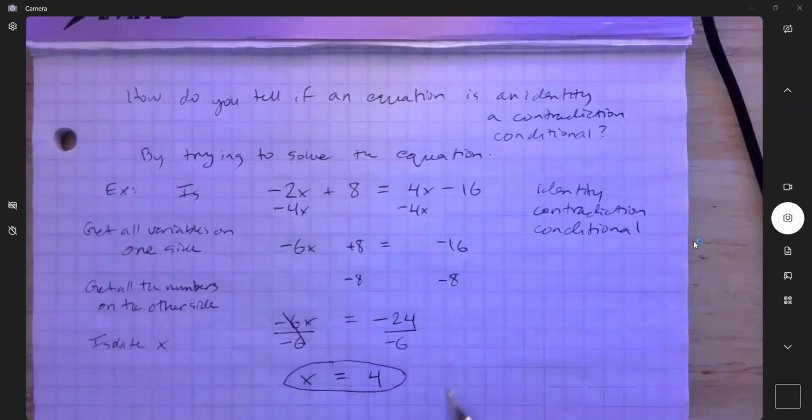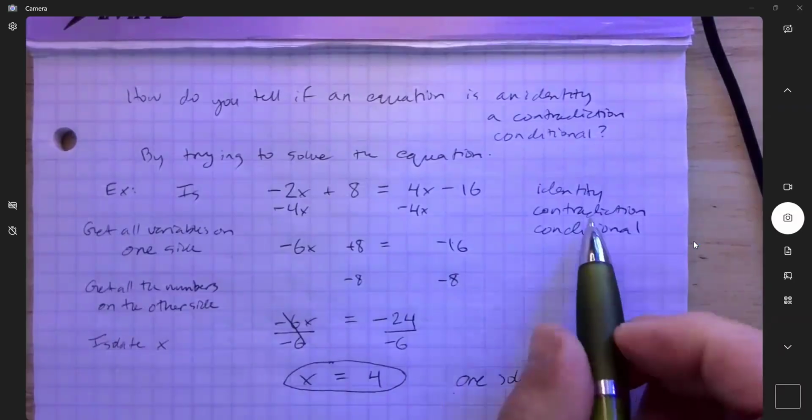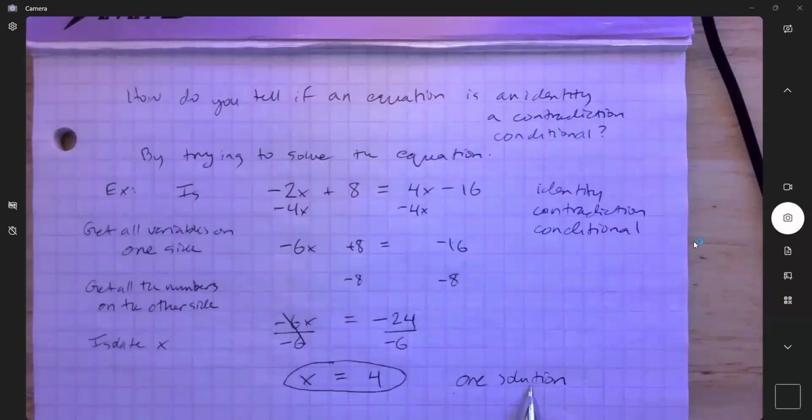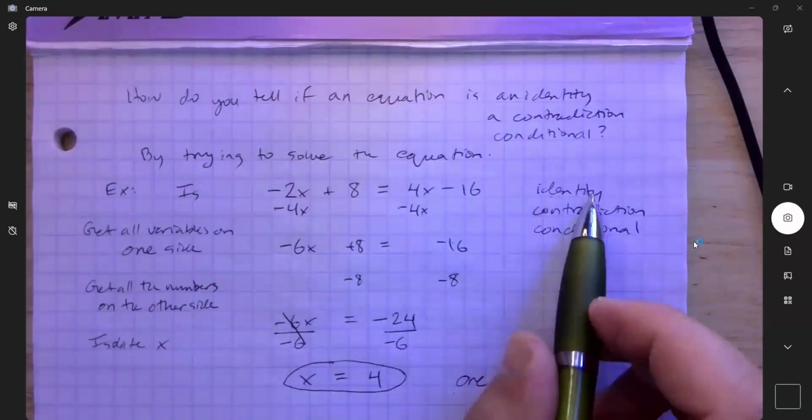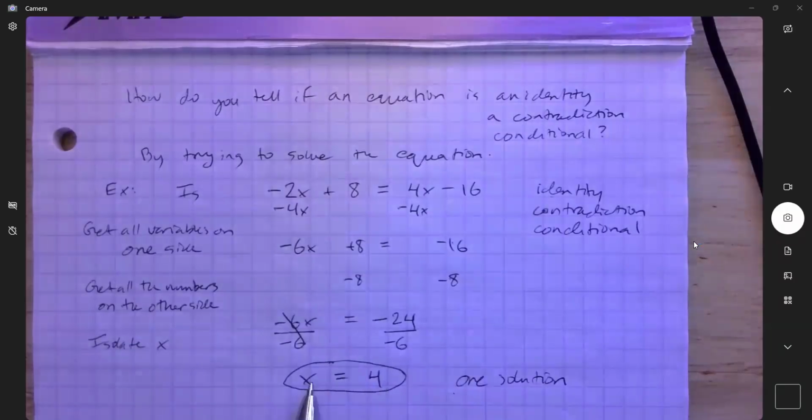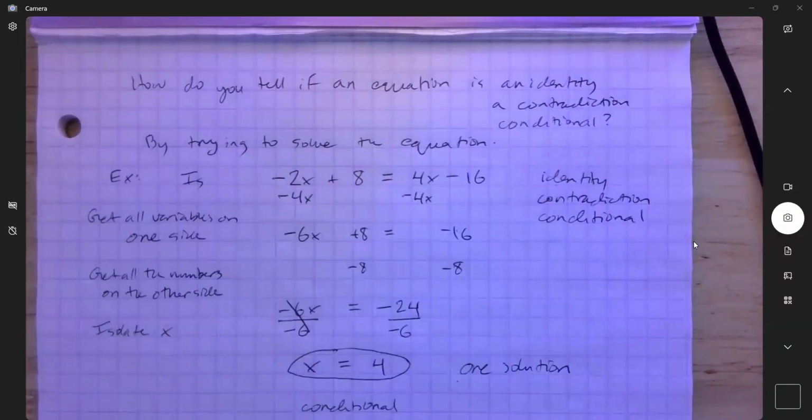So I found one solution, which means it's not a contradiction because there was a solution, but it didn't give me something that looked like x equals x or 2 equals 2. So it's not true for all x's. So this one is conditional. All right, let's do another one.